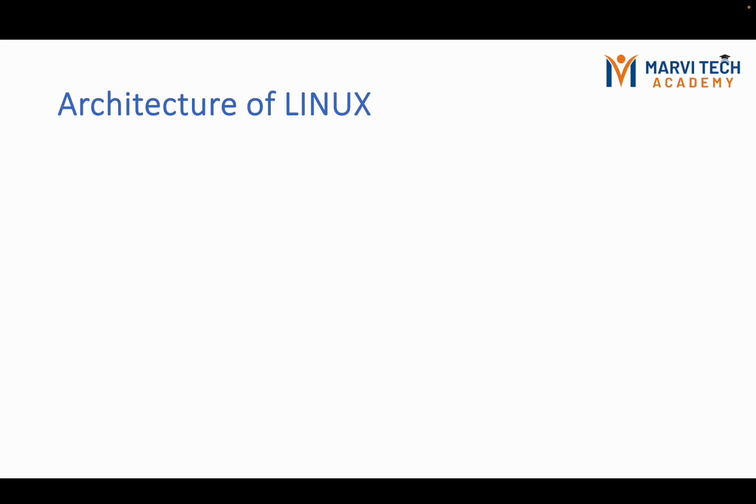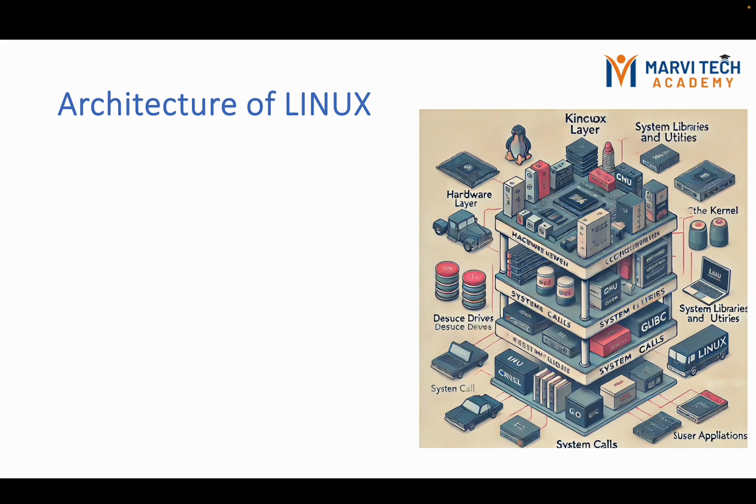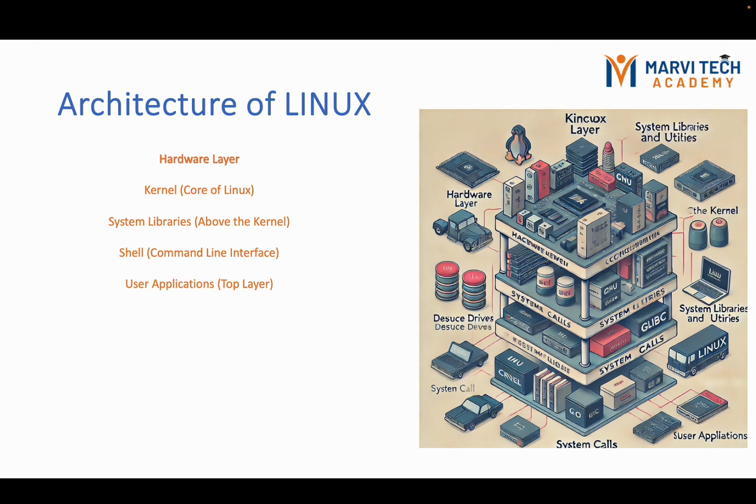So let's get started. Architecture of Linux. Here's a visual representation of Linux architecture, including its hardware, kernel, system libraries, shell, and user applications. The structure shows how the different layers of Linux interact with each other. So the architecture of Linux is layered, with each layer performing specific functions and interacting with other layers to provide a fully operational system. Here's a breakdown of each component: its hardware layer, kernel, system libraries, shell, and user applications.